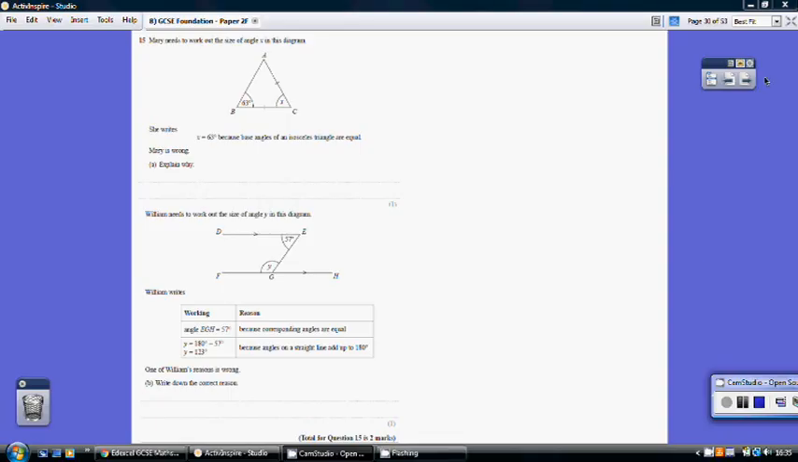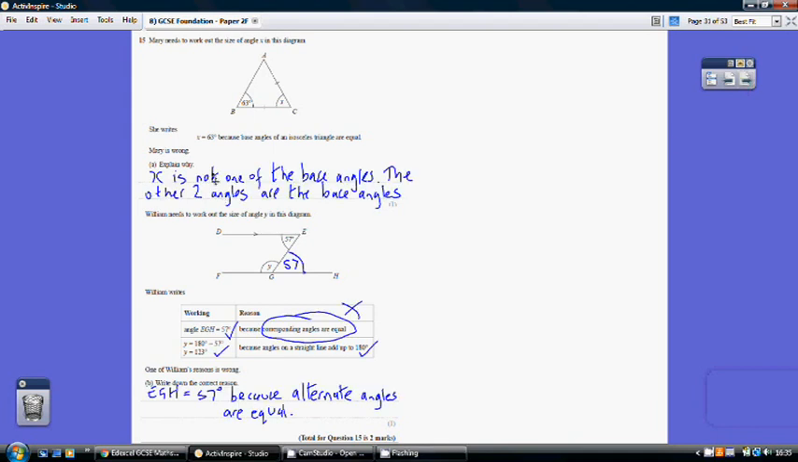Question 15. So part A, explain why Mary is wrong. Well, the base angles are actually going to be these here at A and at B. So X is not a base angle, it's the other two angles which are the base angles.